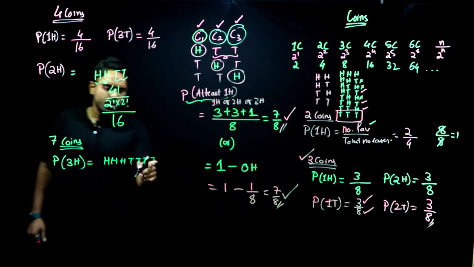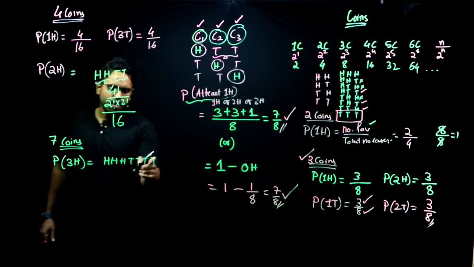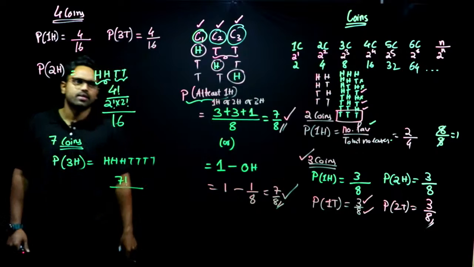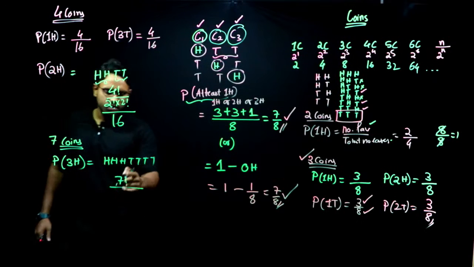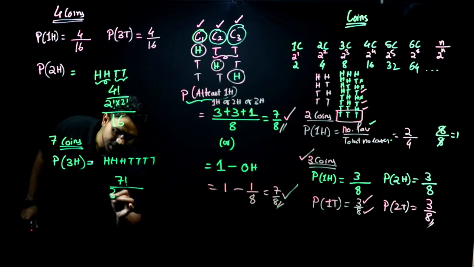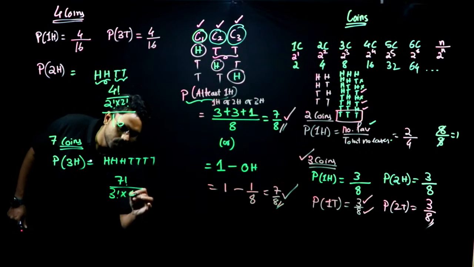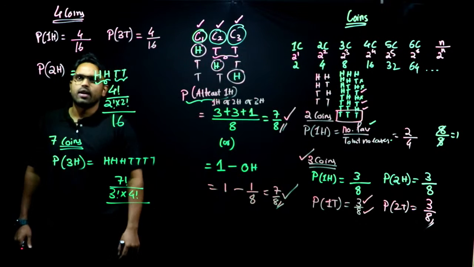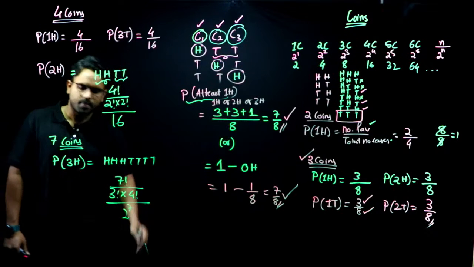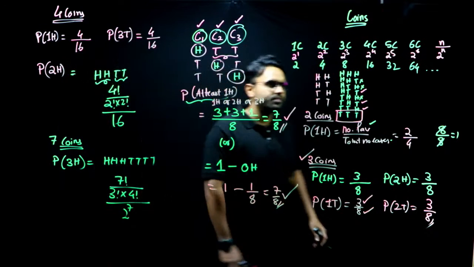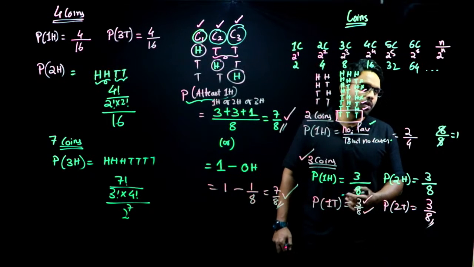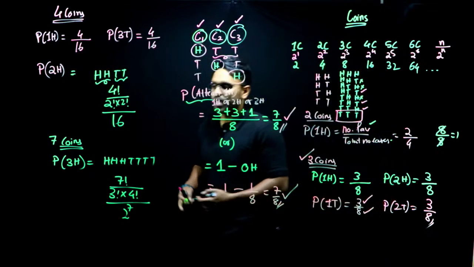Next, how many coins do I have? I have 7 coins in total, 7 letters. So they can be arranged in how many different ways? 7 factorial ways. Next, 7 factorial divided by 3 factorial into 4 factorial, and the total is divided by how many? Total number of cases when 7 coins are there: 2 power 7. Beautiful, Srishant. Srishant has already typed the answer before I could write it. I appreciate it a lot.